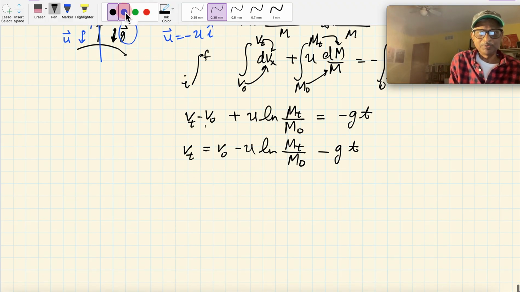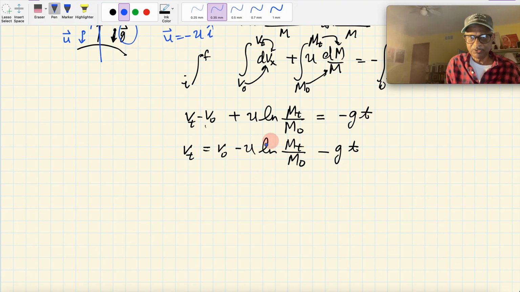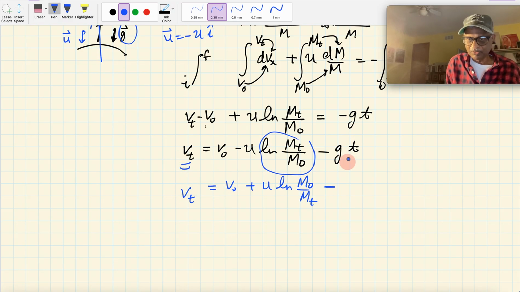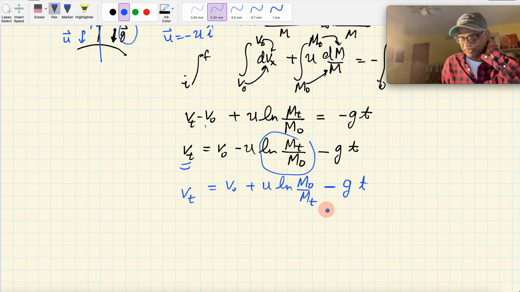Okay, so look at what's going on here. This one is bigger than that, so I need to invert the log so that it becomes positive. So this is going to be v0 plus u log m0 over mt. So now this is positive and this is positive, so this is vt is increasing, right? Yes, but there is a cost to be paid. gt is, you have to work against the gravity.